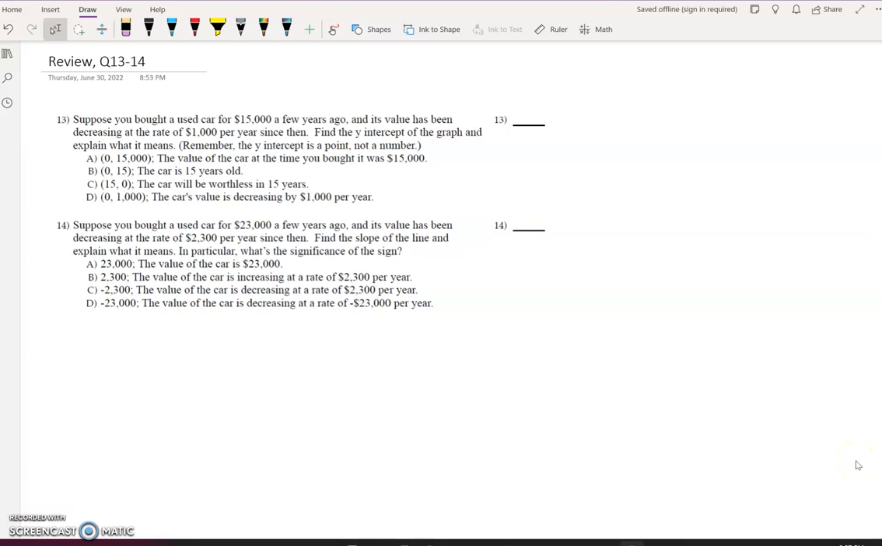All right, so this is questions 13 and 14 from the review. I'm glad I looked at these. Questions 15 and 16 were the ones with the line of best fit. Those are the ones that I don't want you to worry about. But these two I do want you to look at.